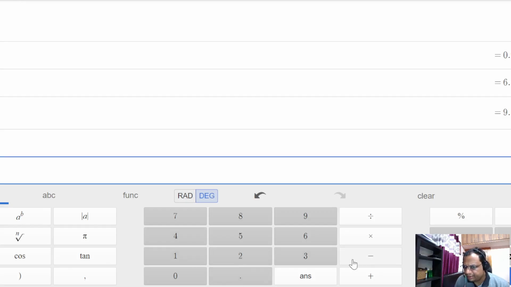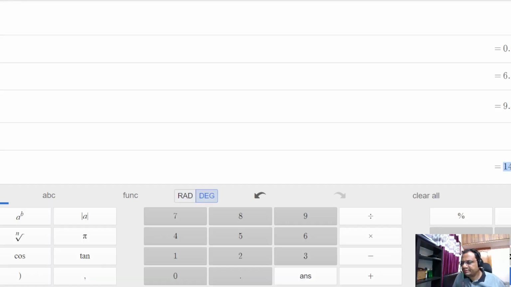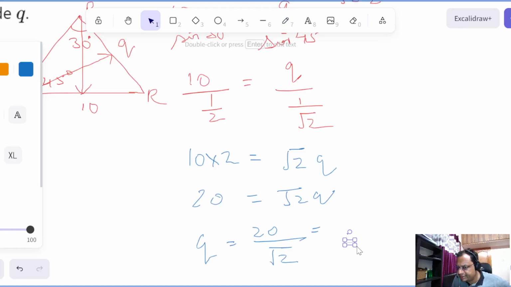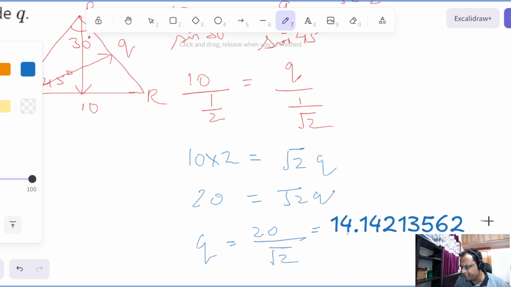20, where is it, yeah, so 20 divided by root of 2, that is 14.14. It's a big number in decimals, I mean, more decimal places. It came with more decimal places, but yeah, we can round off. Yes, this is what it's showing on the Desmos calculator. So what we'll do is we will round off and take it as 14. So your q will come out to be 14.